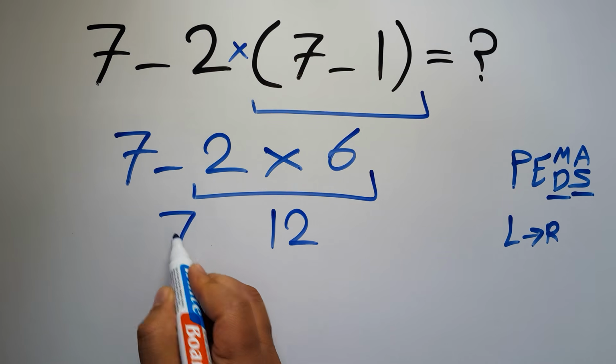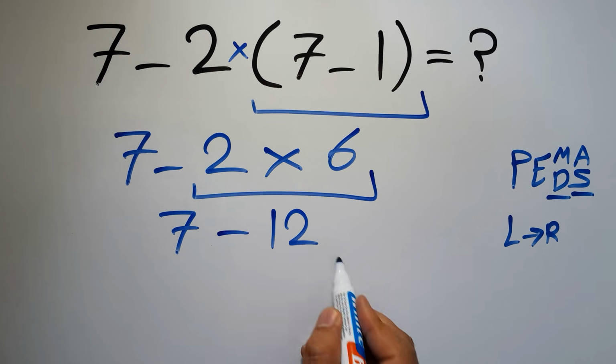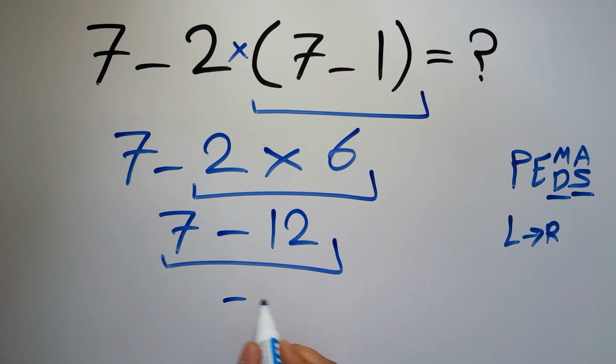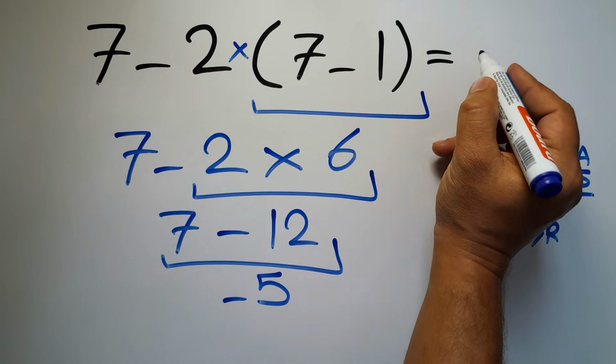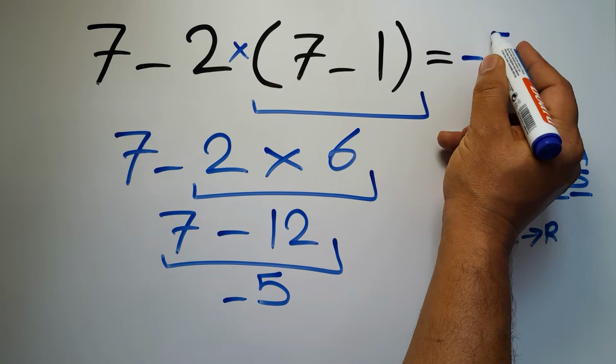So 7 minus 12, which equals negative 5. And this is our final answer to this problem. The correct answer is negative 5.